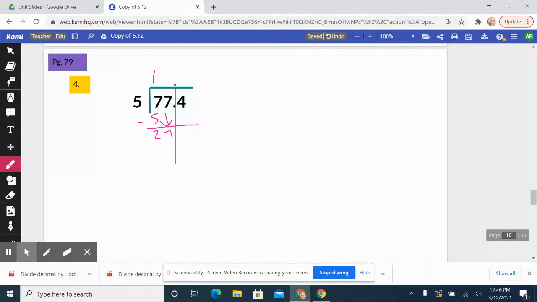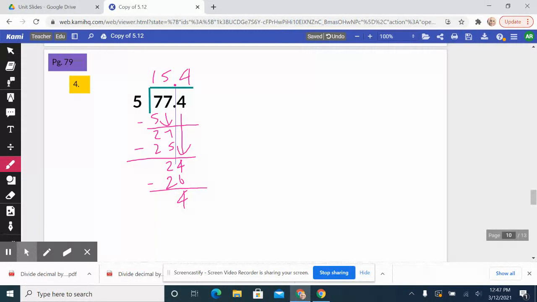Okay, so 5 goes into 27. How many times is that? 5 times, and you get 25. And you subtract, and you get 2. Bring down your 4. 5 goes into 24 4 times. 5 times 4 makes 20. 24 minus 20 is 4.